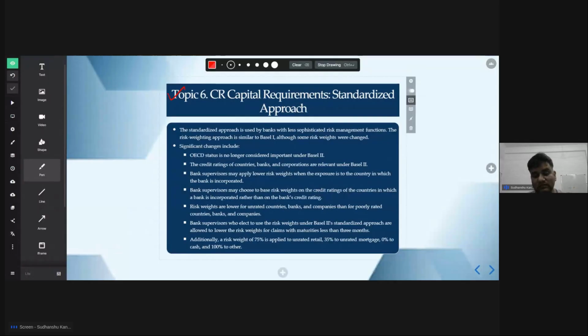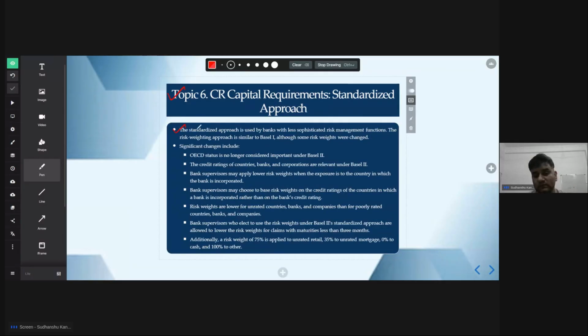The key difference from Basel I is that risk weights are no longer uniform. They now depend on external credit ratings, right? That we need to understand. And this sets the stage for Basel II's broader goal, making capital more risk sensitive without forcing all banks into complex internal models.